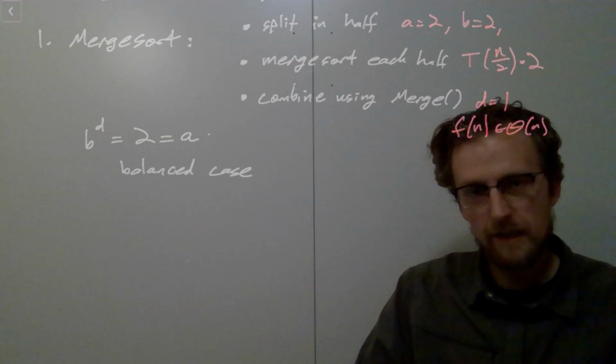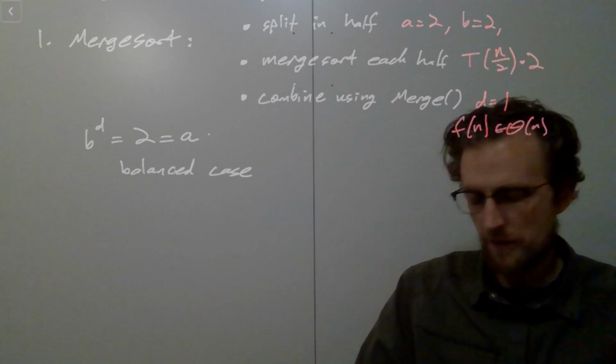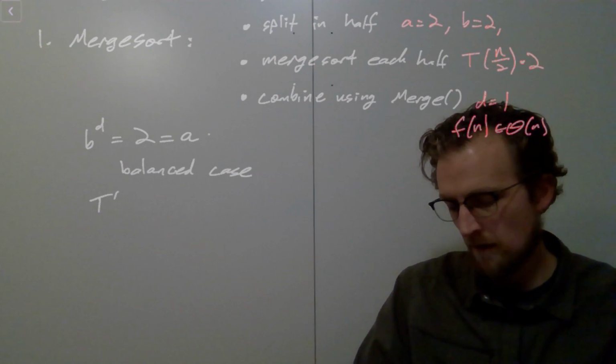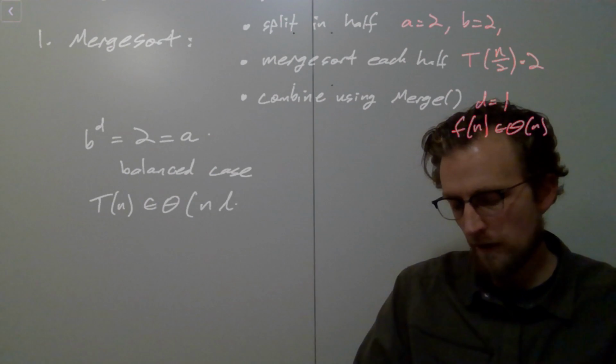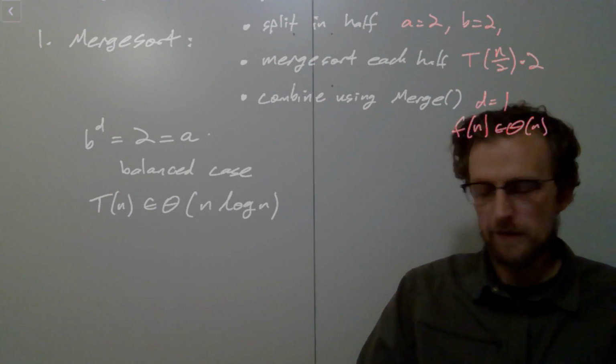And if we're in the balanced case, then what you get is a log slowdown on the overhead term. So that means our T(n) for merge sort is big theta of n log n. And that's the main takeaway from this.